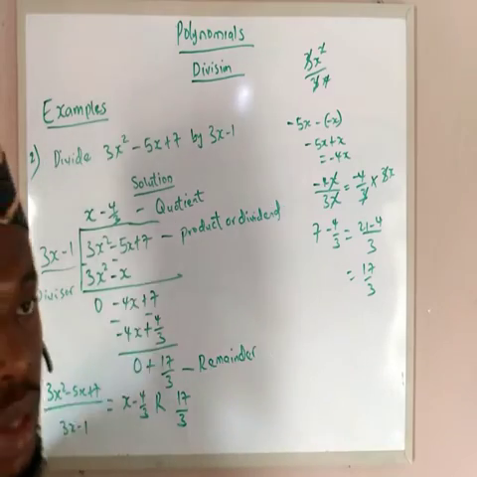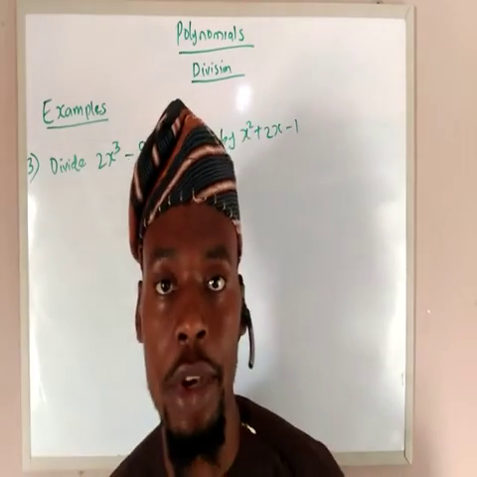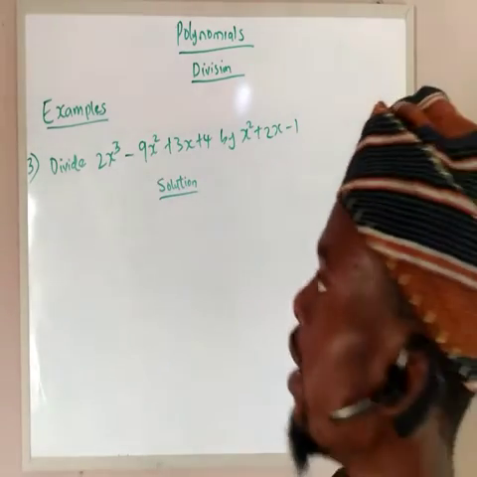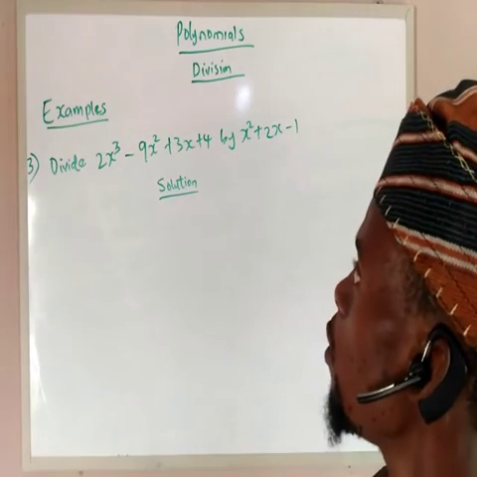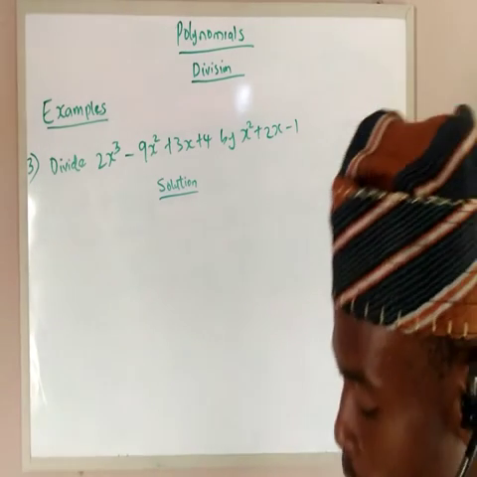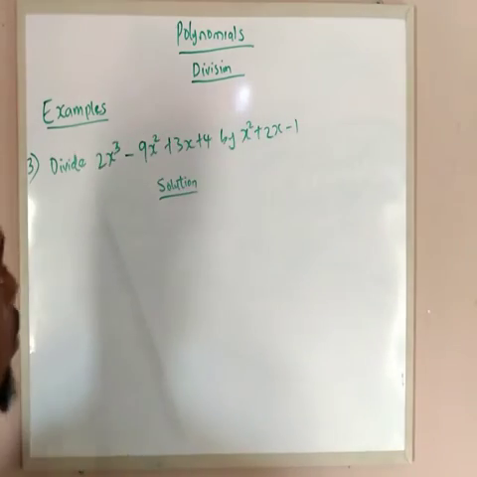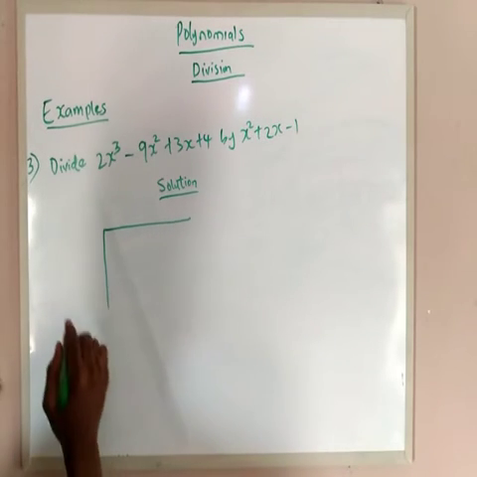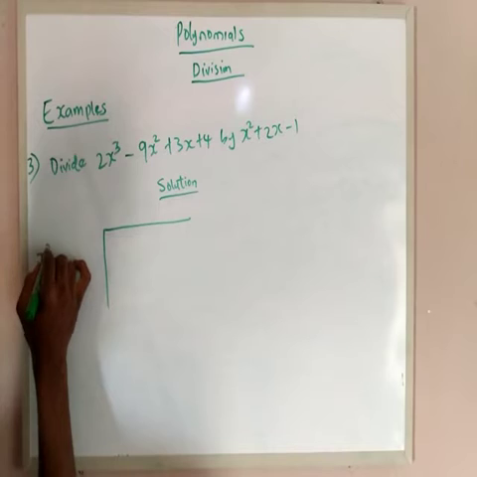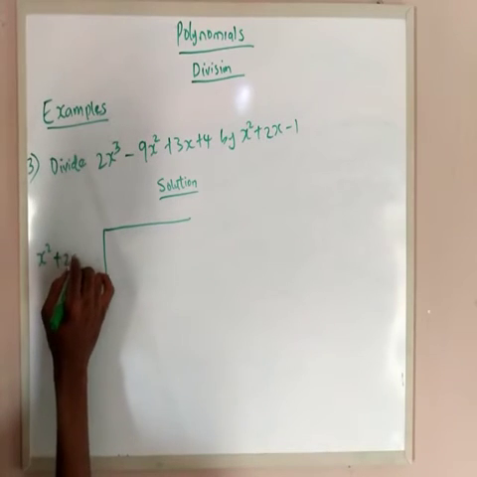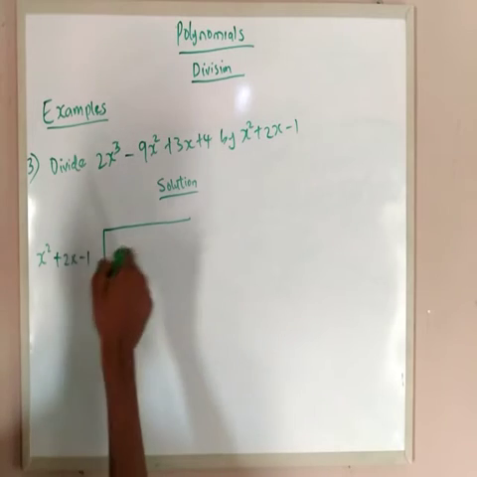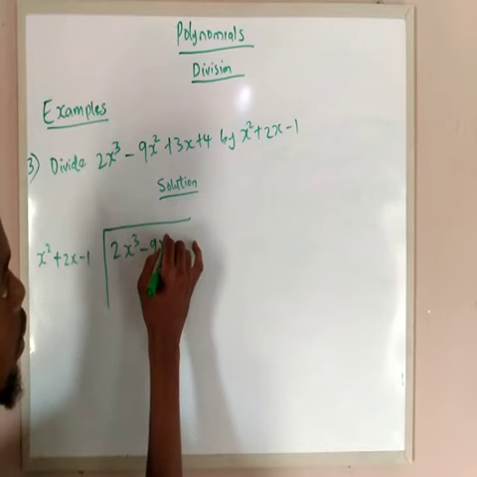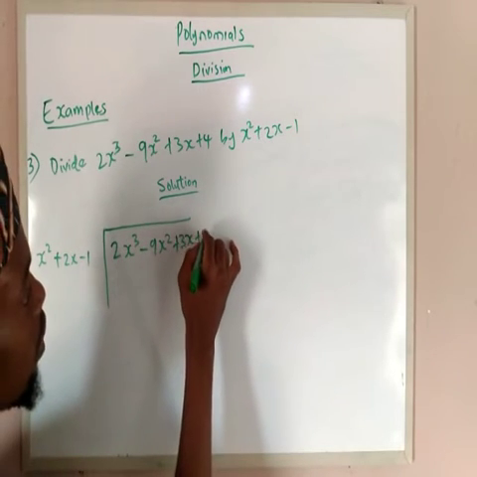Here is our third question. We have to divide 2x raised to power 3 minus 9x squared plus 3x plus 4 by x squared plus 2x minus 1. So the divisor is always outside. So we have x squared plus 2x minus 1, and the dividend or the product is always inside. So we have 2x raised to power 3 minus 9x raised to power 2 plus 3x plus 4.